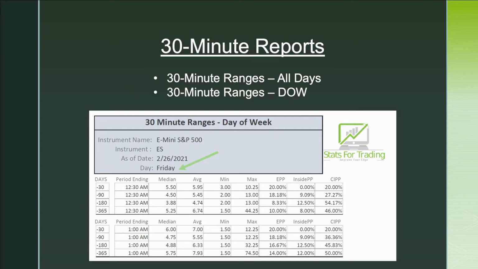You can actually use both reports together so that you can get an idea of what happens on any given day. And perhaps you trade different markets on different days, and these reports can help you make such decisions, as well as when we start looking at our daily range reports. Now let's move on to our daily range reports.